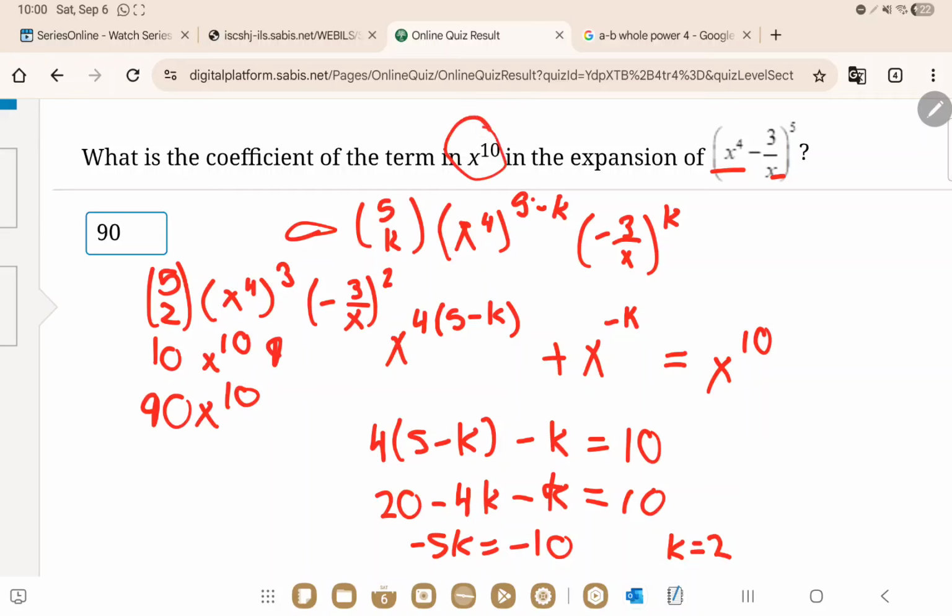Do we have a term in x10? Yes. Do we have a coefficient? Yes, that coefficient is 90. Moving on.